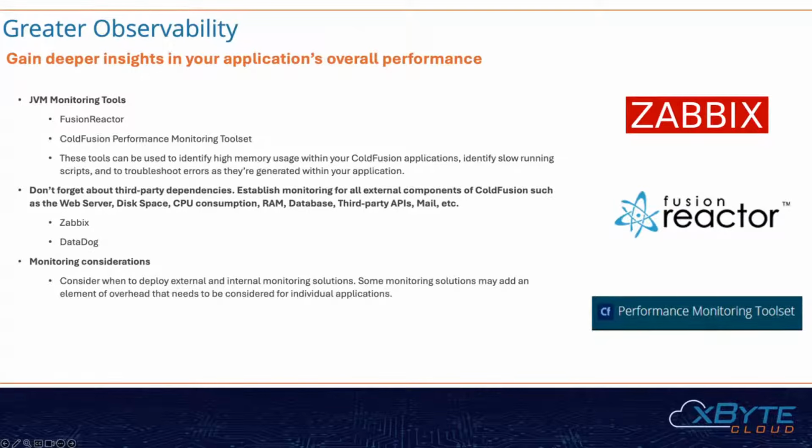Don't forget about your third-party dependencies. Earlier in the slides, I had mentioned you may be doing mail or API calls, or have database-intensive tasks. Establish monitoring for all of those components, and don't worry about just ColdFusion. If you're using just FusionReactor, just the performance monitoring toolset, and not looking at everything else, you could see slowness reported in a monitoring tool, but you'd have no idea that your database is consuming 100% of the CPU, if you're really just focused on one aspect of the application.